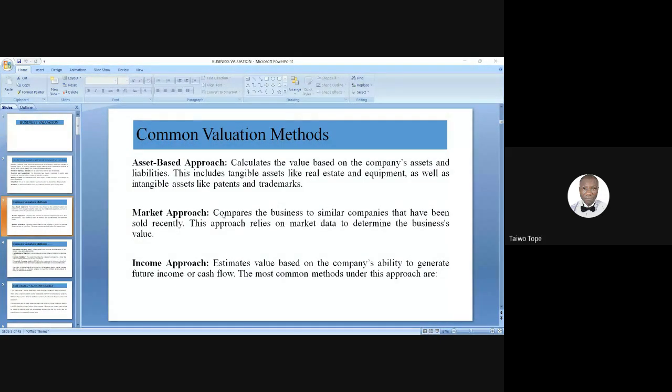So the asset-based approach to valuation can be based on, one, book value. Please take note of that. Book value. And what is book value of an asset? Can somebody speak to that? The book value of an asset is the carrying value of the asset as at a period of time.